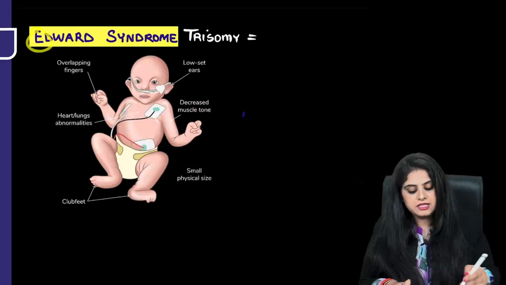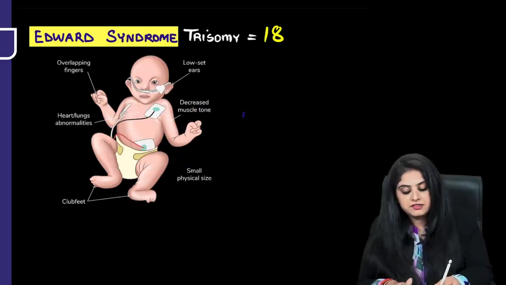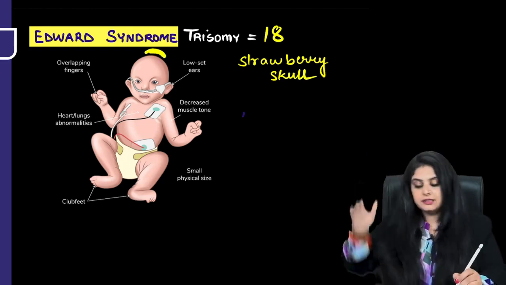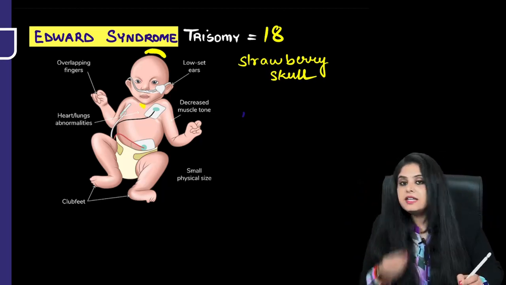But what is Edward? E for Edward, E for 18. Trisomy 18 is Edward. And we have seen that the radiologist is going to give you the appearance of a strawberry skull in Edward syndrome. What is strawberry skull? Look at the back side. This back side over here is very prominent and this chin is very, very small.